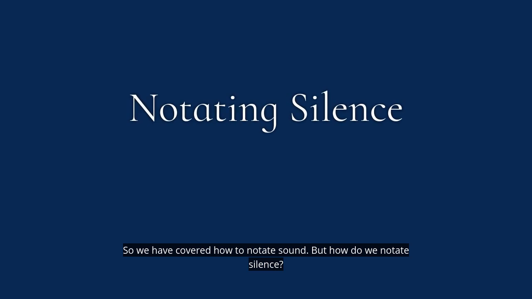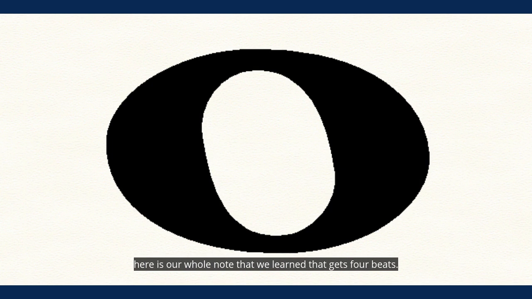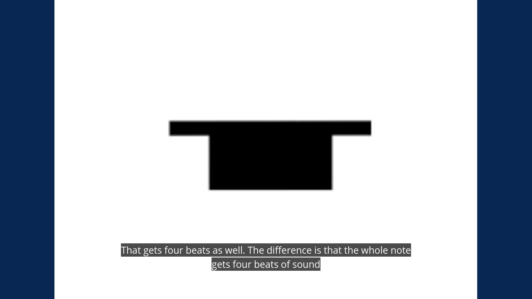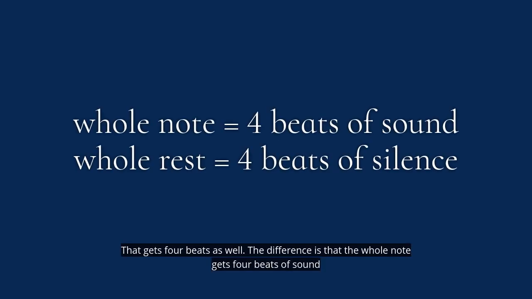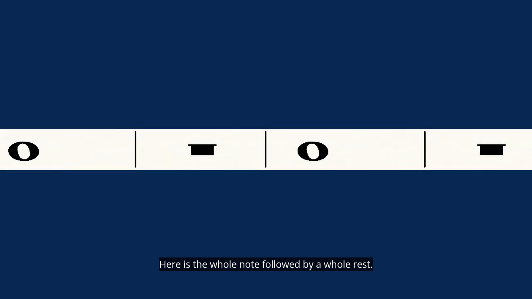So we have covered how to notate sound, but how do we notate silence? This is where the rests come in. For each of our sounding values, or in other words, for each of the note values that have sound, we have a resting note value that corresponds to it. For example, here is our whole note that we learned gets 4 beats. This is our whole rest that gets 4 beats as well. The difference is that the whole note gets 4 beats of sound, whereas the whole rest gets 4 beats of silence. Here is the whole note followed by a whole rest.